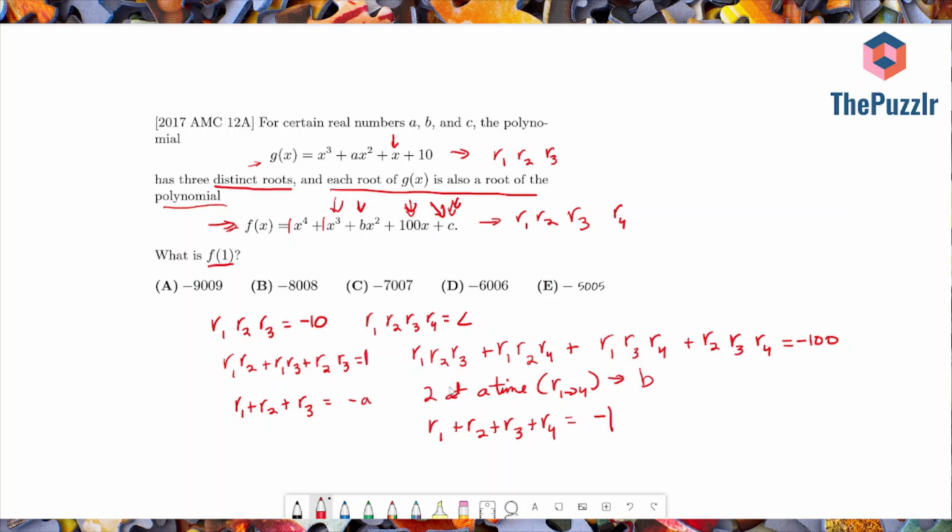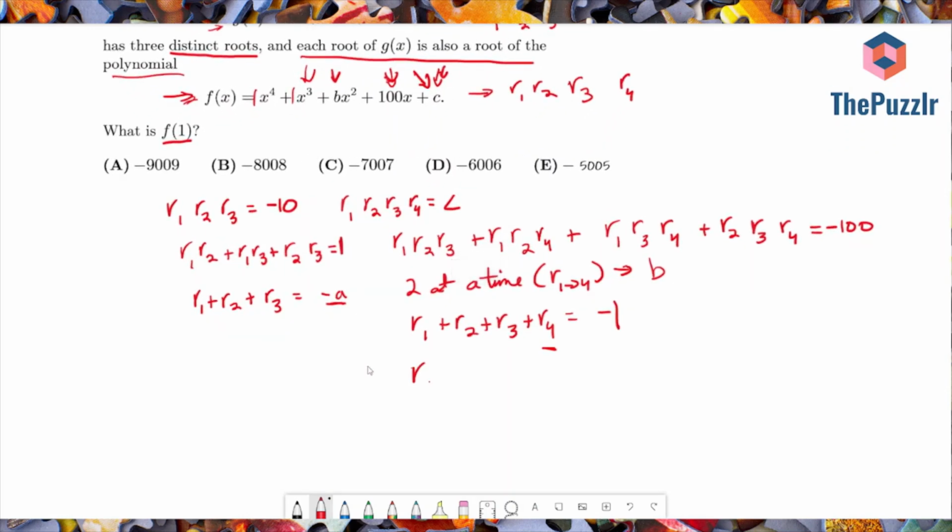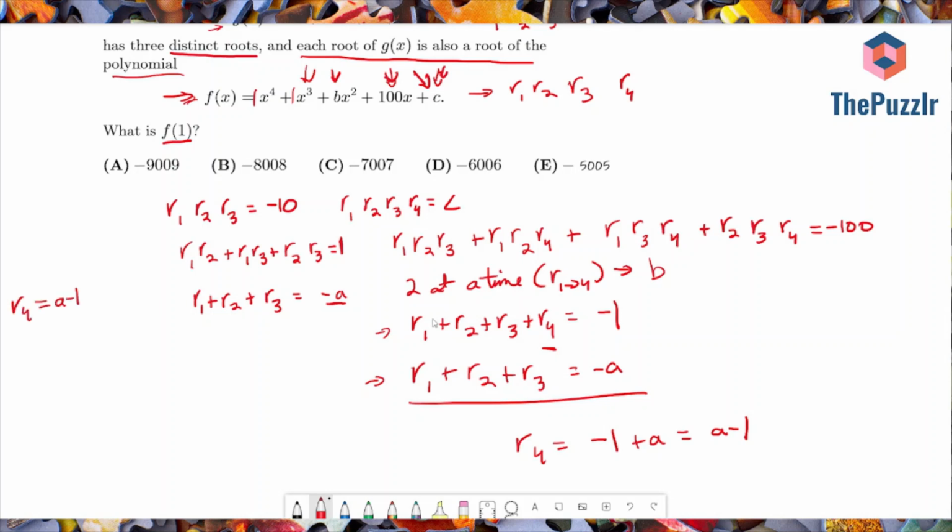So we can find a relation between a and r4 from the offset. Let me rewrite that equation here: r1 plus r2 plus r3 is equal to negative a. If we subtract the second equation from the first equation, we get r4 is equal to negative 1 minus negative a, which is just a minus 1. So r4 is equal to a minus 1. Let's write that here: r4 is equal to a minus 1.